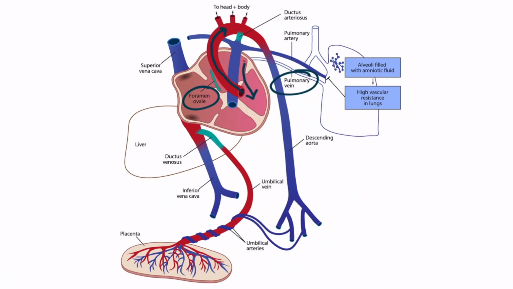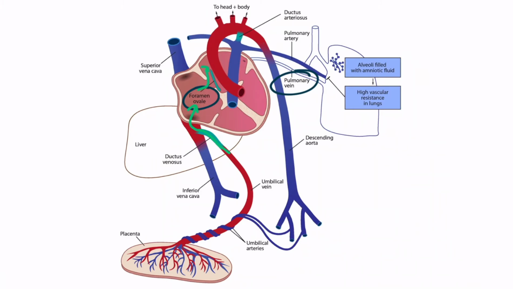And from there, blood will supply the head and the body. Of course, fetal circulation is different. Since the fetal lungs aren't sending oxygenated blood to the left atrium, it needs to get the oxygenated blood from the mother. And so what happens is it will travel through the umbilical vein, through the ductus venosus, then to the right atrium, and then it will pass through the foramen ovale into the left atrium.